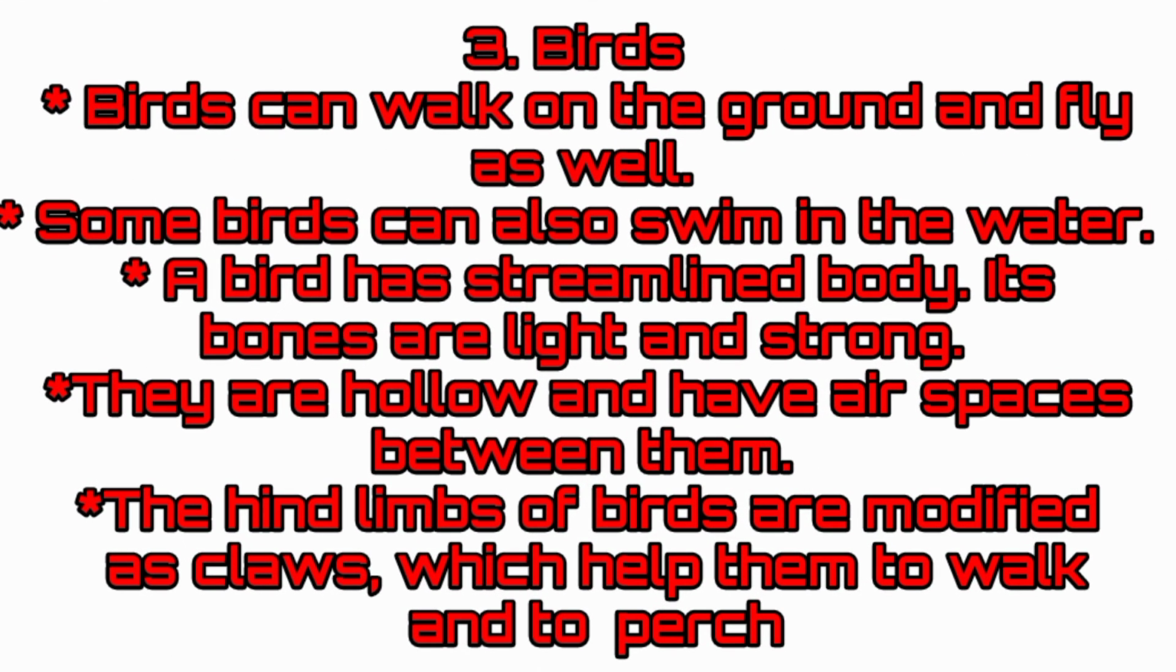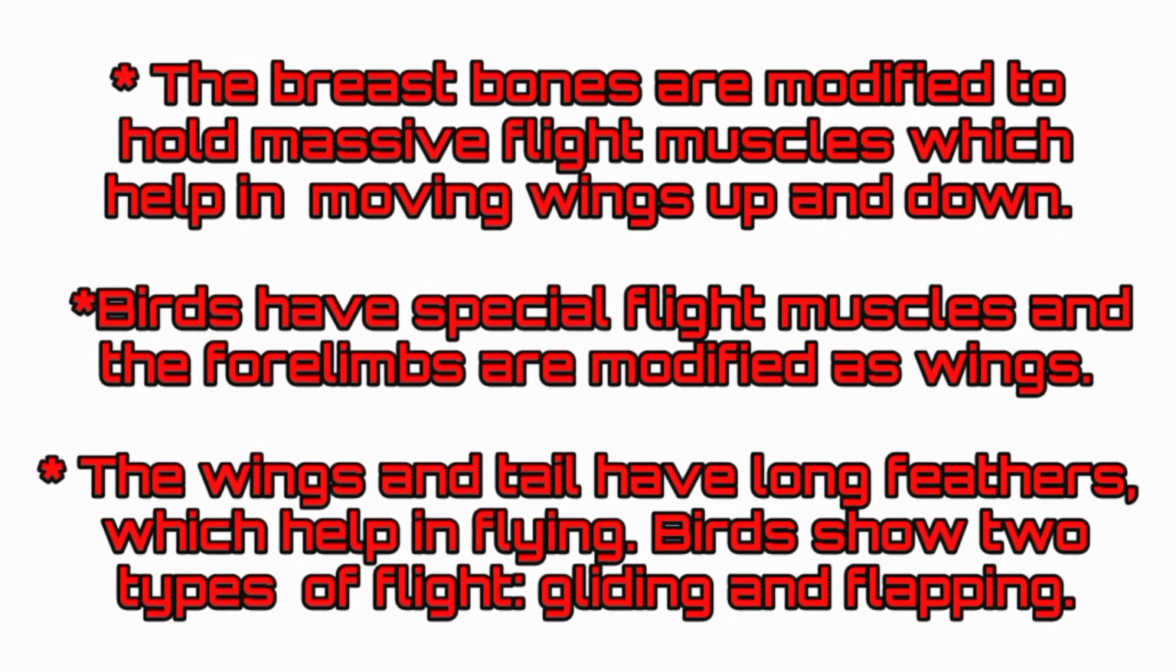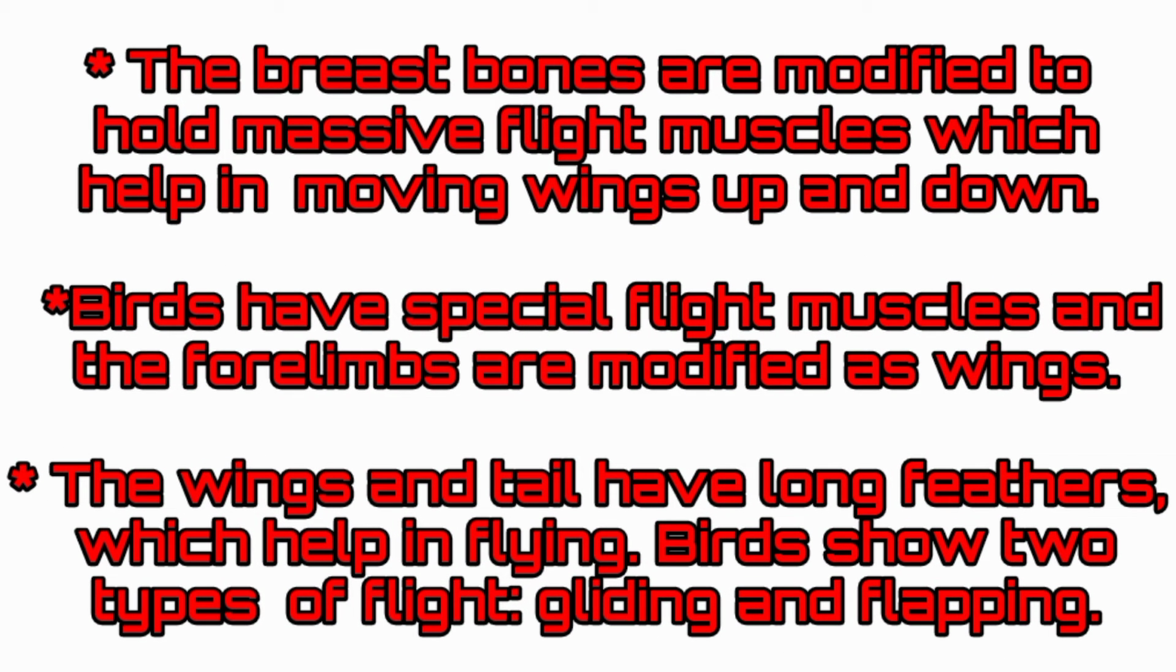Birds. Birds can walk on the ground and fly as well. Some birds can also swim in the water. A bird has a streamlined body. Its bones are light and strong. They are hollow and have air spaces between them. The hind limbs of birds are modified as claws which help them to walk and perch. The breastbones are modified to hold massive flight muscles which help in moving wings up and down.